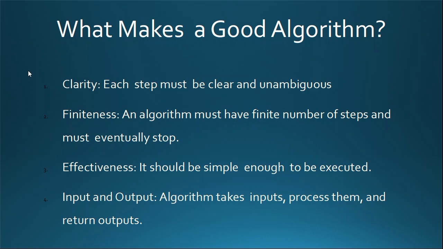So now let's move on. What makes a good algorithm? What are the properties or characteristics which make a good algorithm? The first one is clarity. That is, each step must be clear and unambiguous. Yes, an algorithm must be clear.